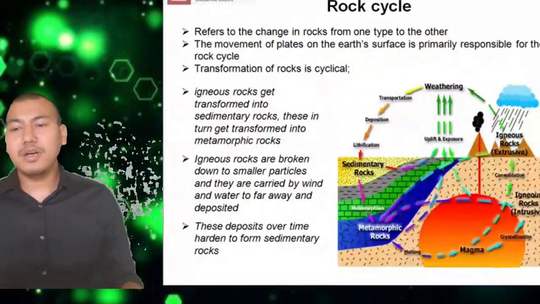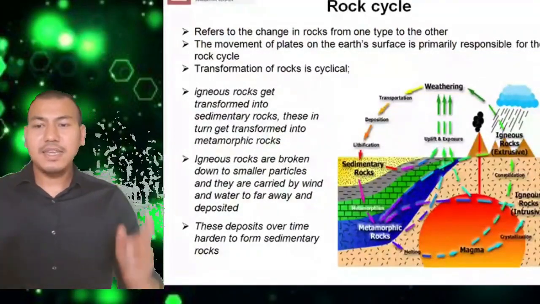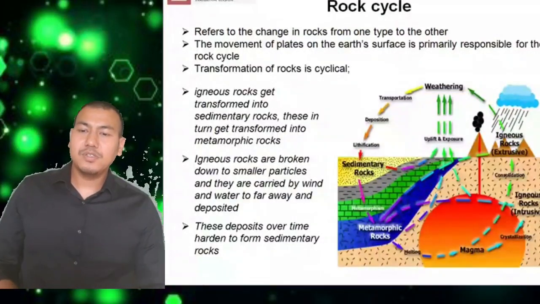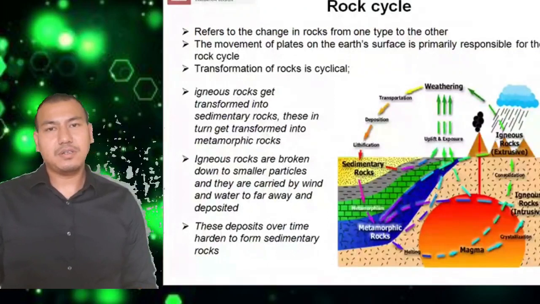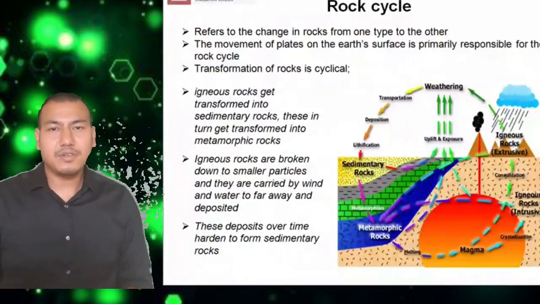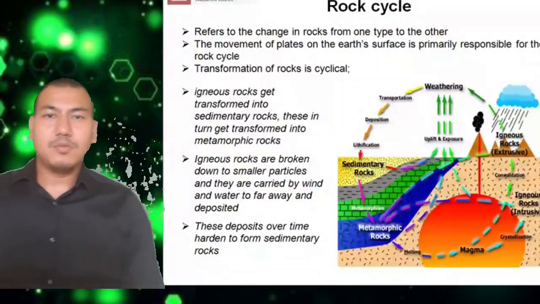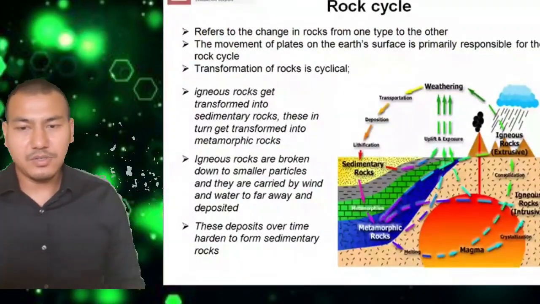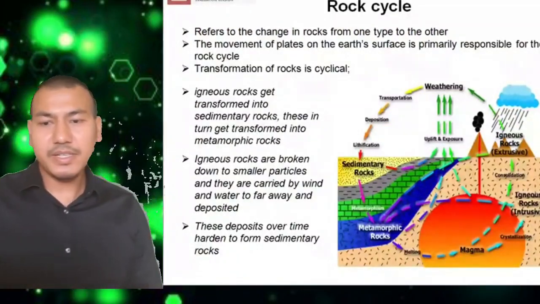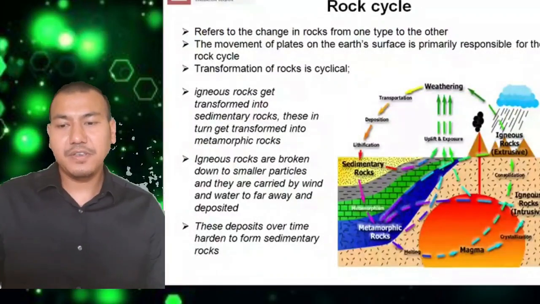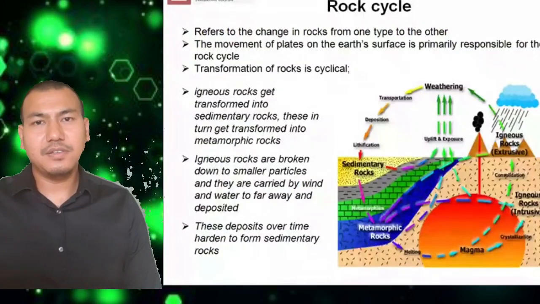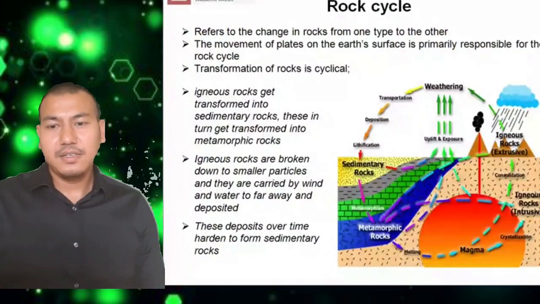Igneous rocks are broken down into smaller particles and they are carried by wind and water far away and deposited. These deposits over time harden to form sedimentary rocks. So this is how the sedimentary rocks are formed. And again the sedimentary rocks change into metamorphic rock. You can see in the picture also. So what are the different agents of the rock cycle? Weathering, transportation, deposition, lithification, consolidation, crystallization. These are the different stages of the rock cycle.